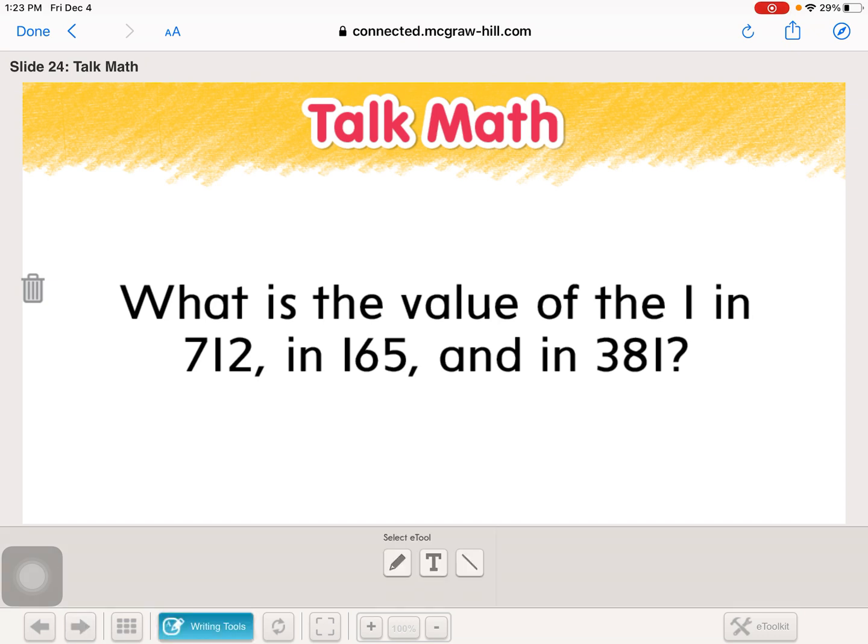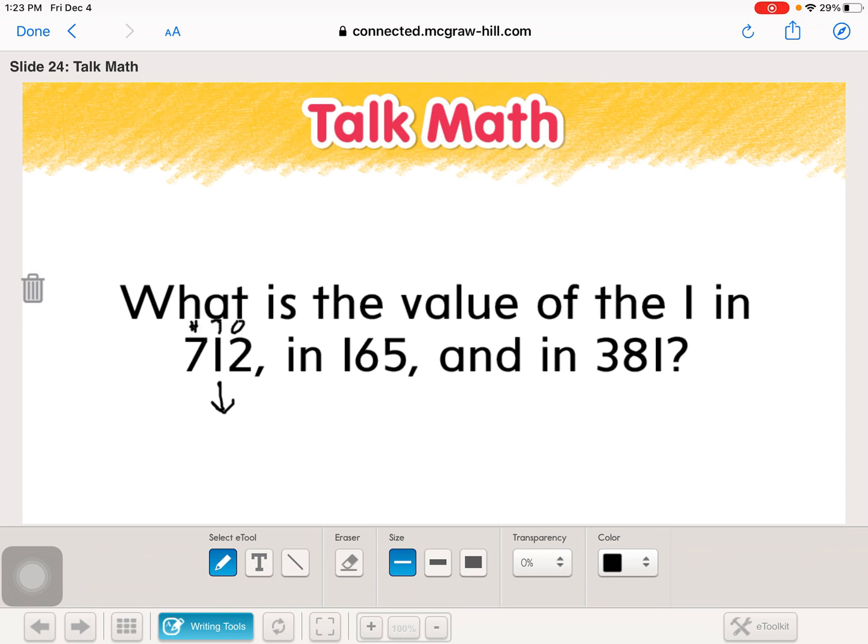What is the value of the 1 in 712, in 165, and in 381? So the value here, this is hundreds, tens, ones, hundreds, tens, ones, hundreds, tens, ones. The value of the 1 in the tens place is 10. The value of the 1 in 165 is 100. And the value of the 1 in 381 is just 1. So it matters where it is, right? It matters which place value it is in.